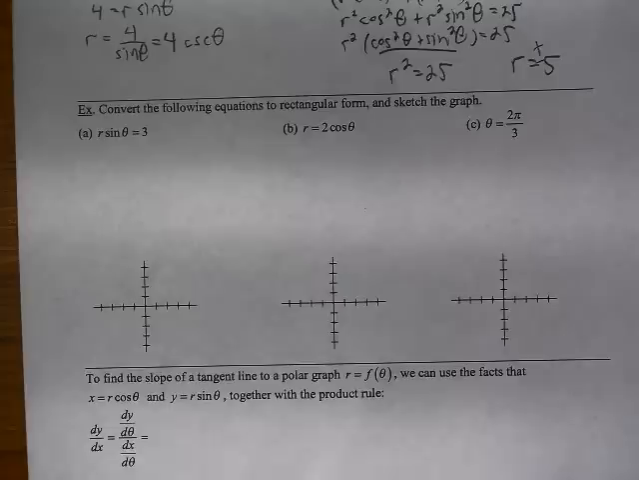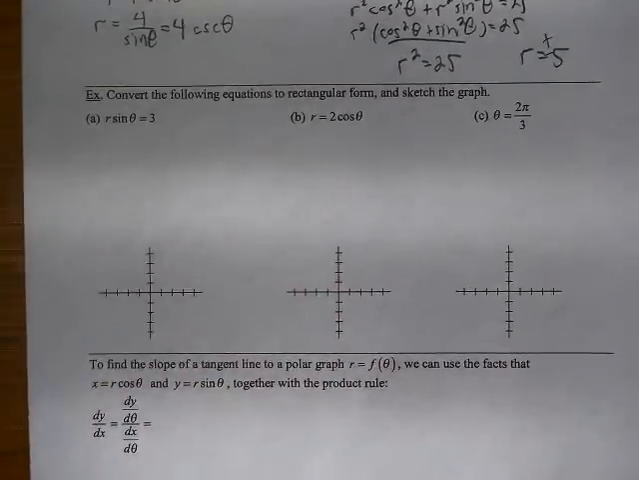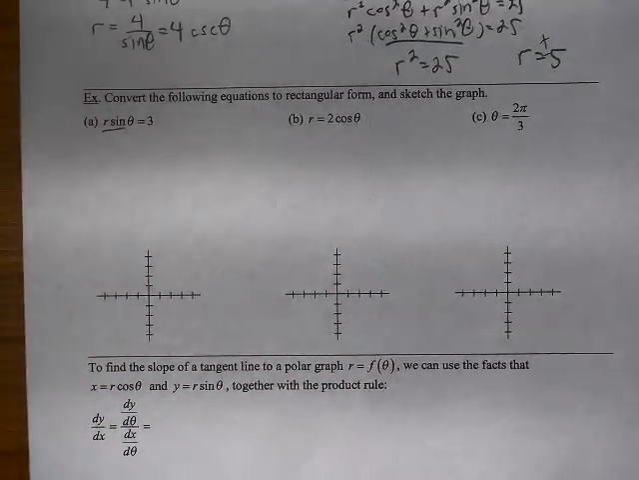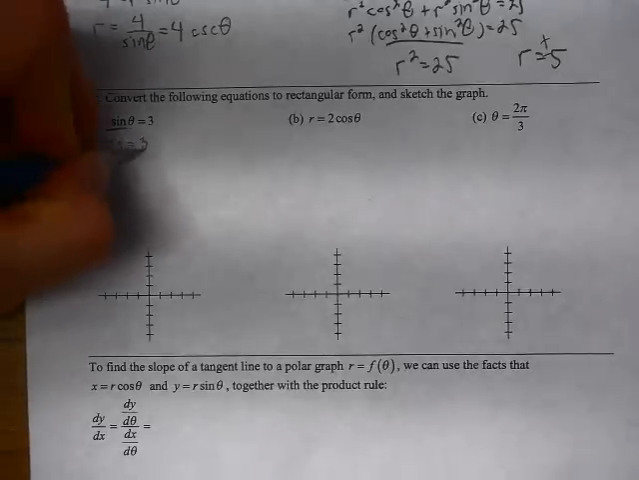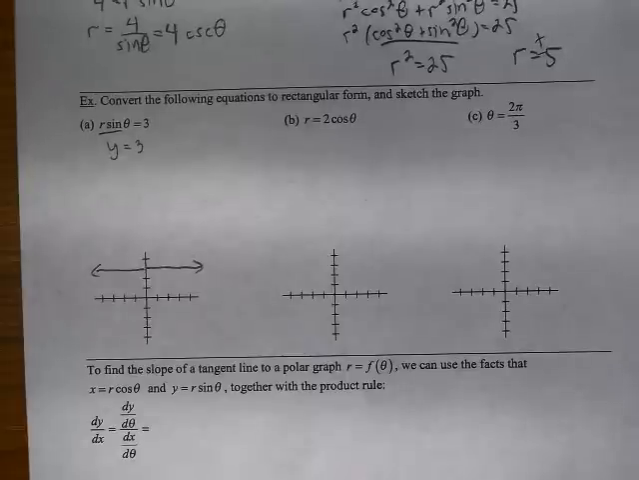Alright, so if we want to convert these polar equations to rectangular form to sketch the graph, we can think about, we recognize that r sine theta is just y. So this is really just y equals 3. And so we have a horizontal line that looks like that.